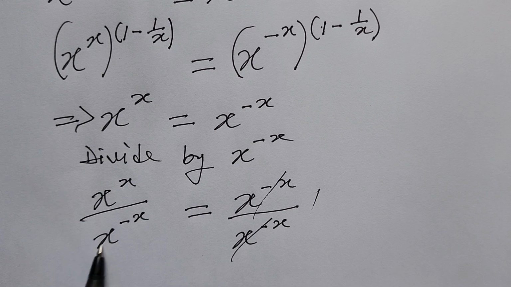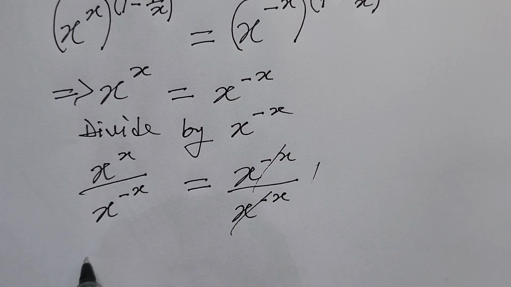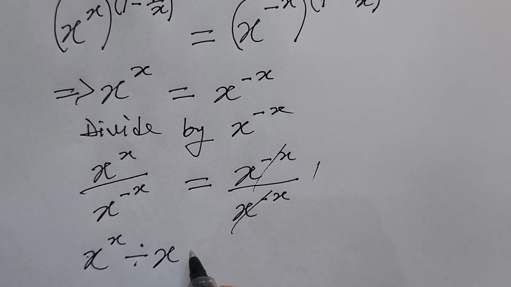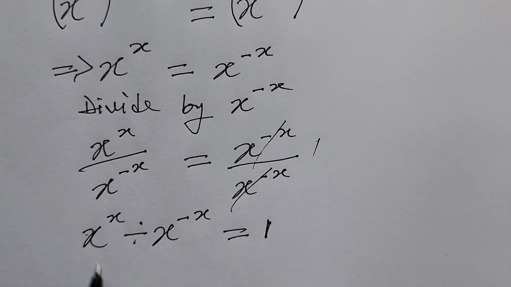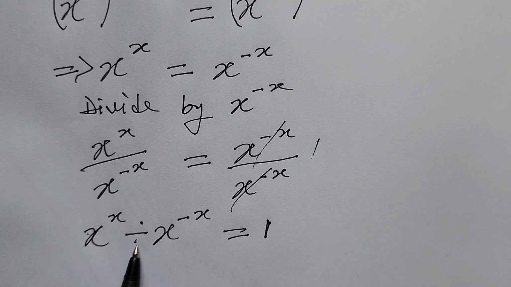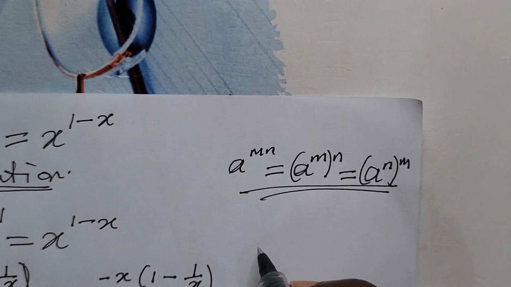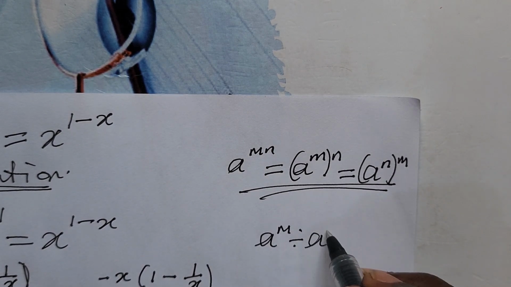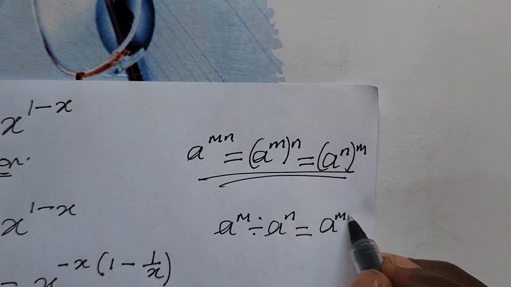Good. The bases are the same, and we have a division sign because this expression can also be written as x to the power of x divided by x to the power of minus x equal to 1. Now, since the bases are the same and we have a division sign, we can subtract the exponents, right? According to the law of indices, it says that if you have a to the power of m dividing a to the power of n, this is equal to a to the power of m minus n.